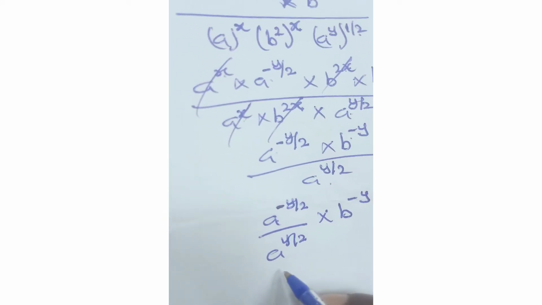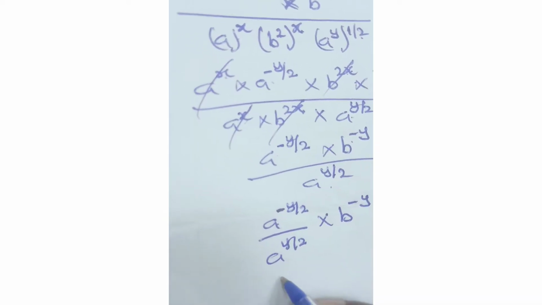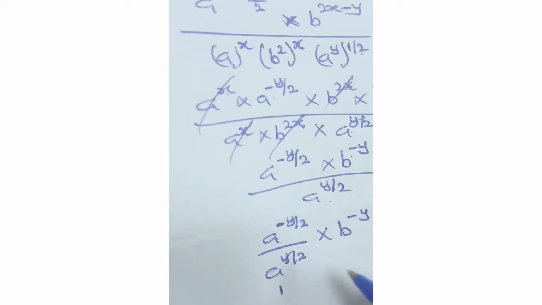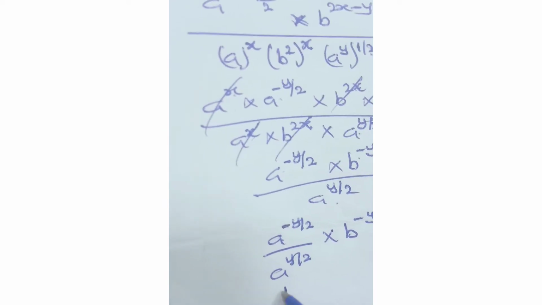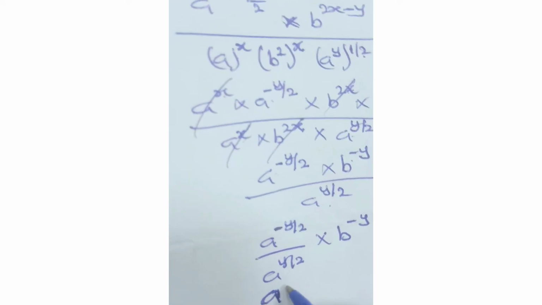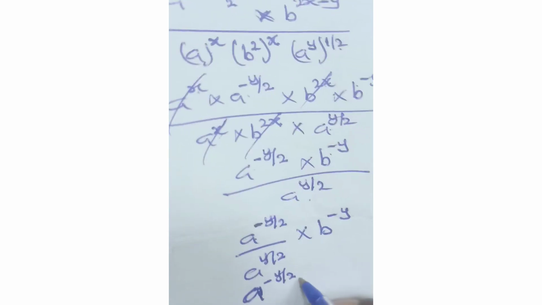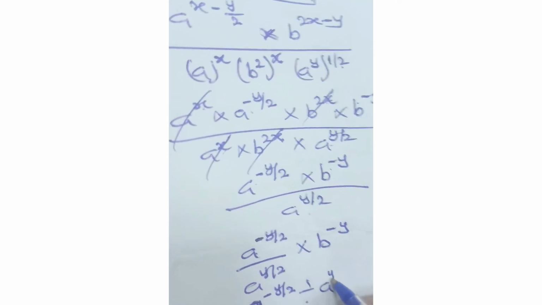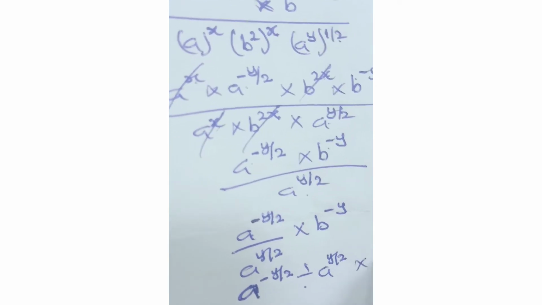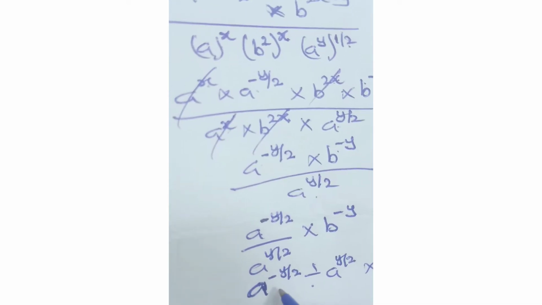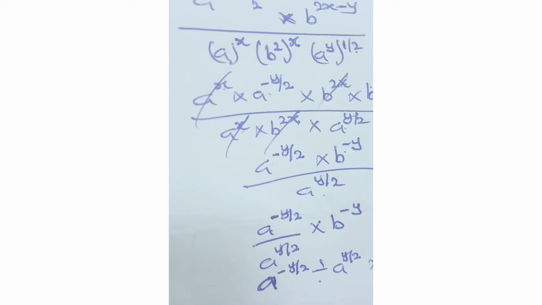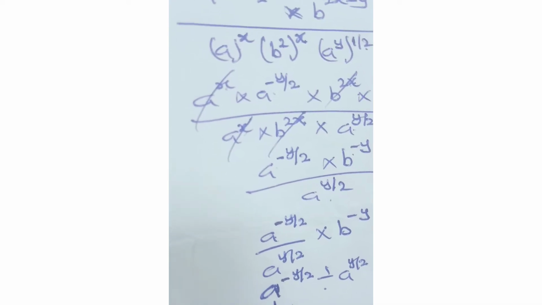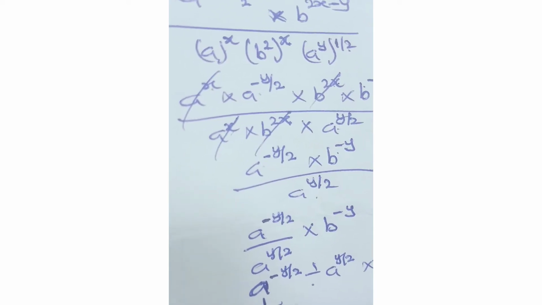Now, at this point, this will become 1. Okay, let me do it this way. At this point now, we can have this to be a raised to power minus y over 2 divided by a raised to power y over 2 times b raised to power minus y. At this point, we can have this to be a raised to power, this minus returns to 1 over then a raised to power y over 2.